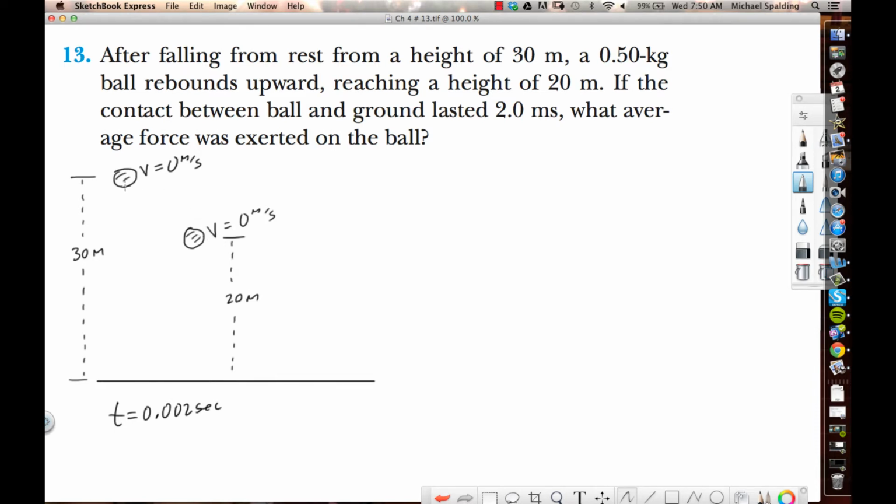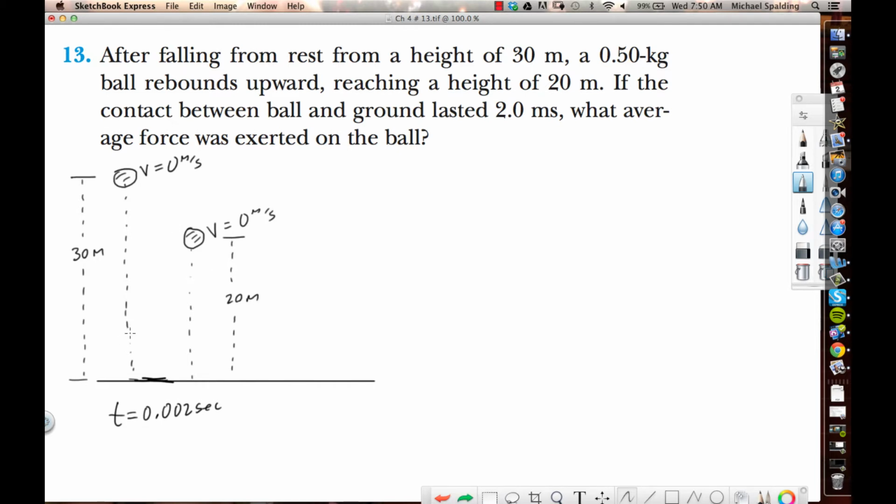0. So the ball comes down like this, faster, faster, faster. Bam! It hits the ground. Then it rebounds up, and it goes up, up, up, up, up. The problem doesn't tell us this, but what do we know about this point right here? The velocity is 0. At the new maximum height, the velocity is 0.